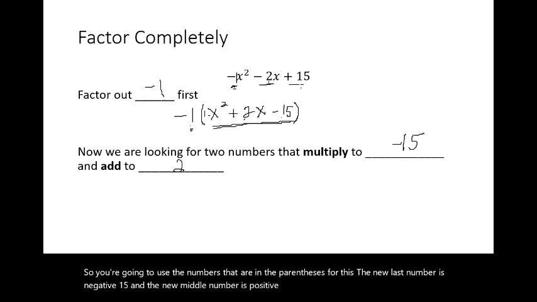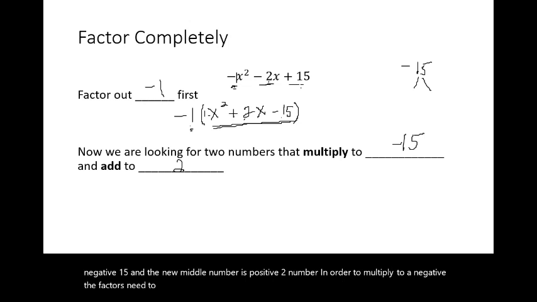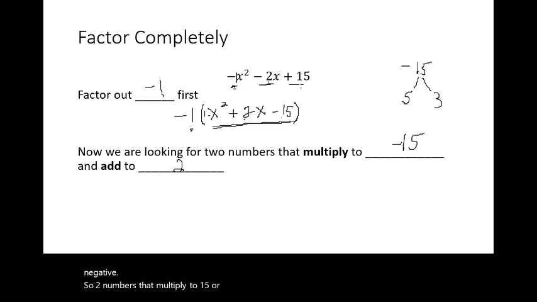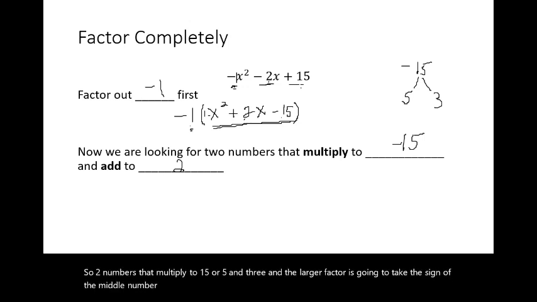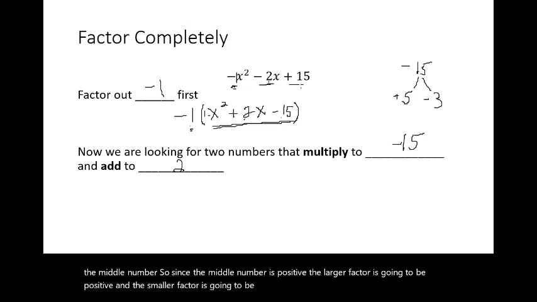Now remember, in order to multiply to a negative, the factors need to have different signs. One needs to be positive and one needs to be negative. So two numbers that multiply to 15 are 5 and 3, and the larger factor is going to take the sign of the middle number. So since the middle number is positive, the larger factor is going to be positive, and the smaller factor is going to be negative. Positive 5 plus negative 3 will give you positive 2. So that negative that you factored out, you're going to leave it there.